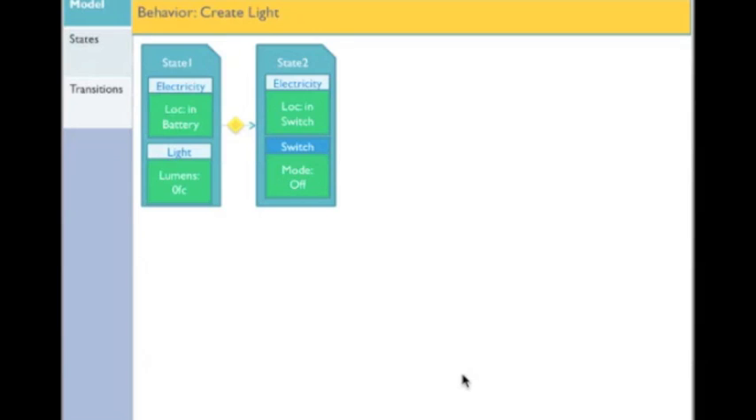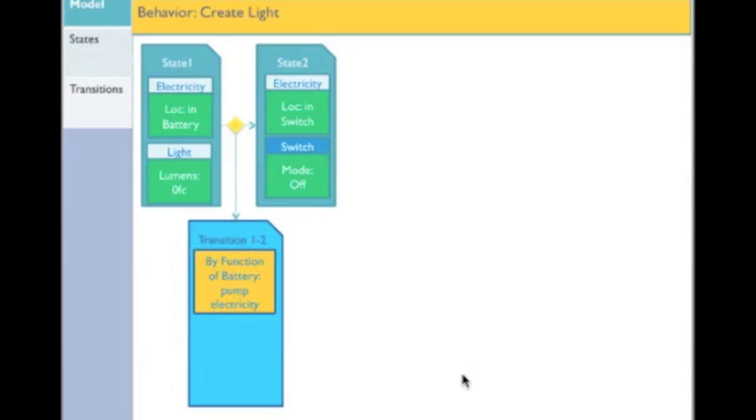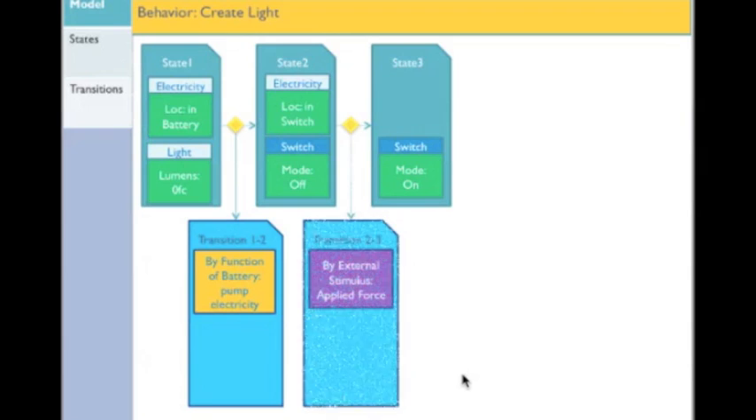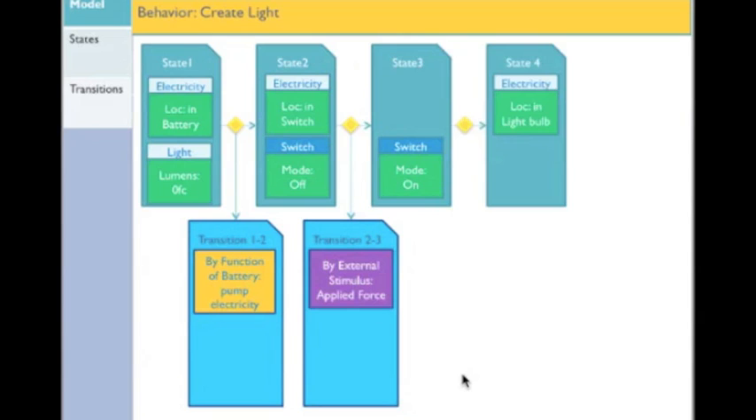All changes happen for some reason. Here we introduce a transition which explains why the electricity moved. In this case, it does because the function of the battery is to pump electricity. For transitions, we'll use these light blue clipped boxes within which we'll put relevant transitions. Next, something changes the switch mode to on. Again, this happens for some reason. The explanation, or transition, for this is because an external force is applied to the switch.